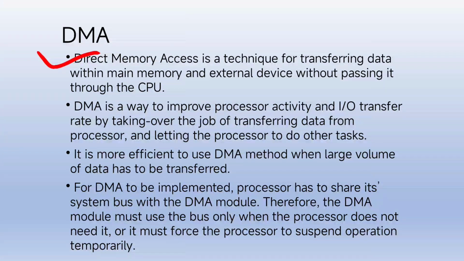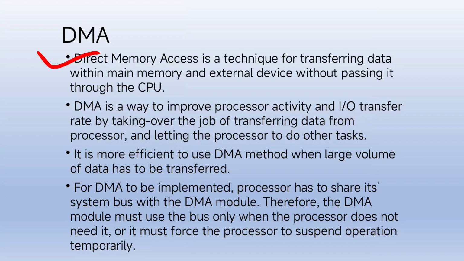Direct memory access is a technique within which the main memory and external device can communicate with each other, exchanging data without using the CPU. It is a way to make the processor activity faster and prevent the CPU waiting time. When a large volume of data has to be transferred, it is more efficient to use the DMA method.